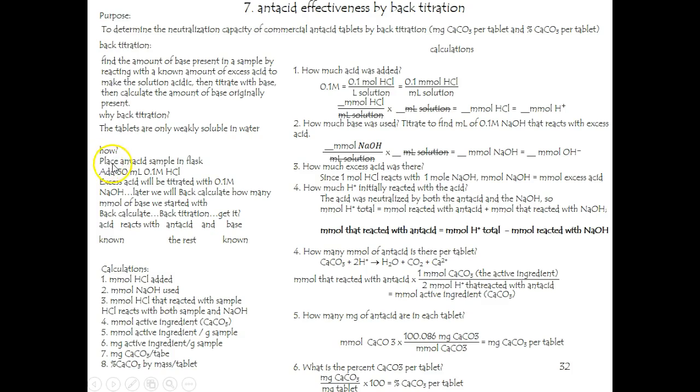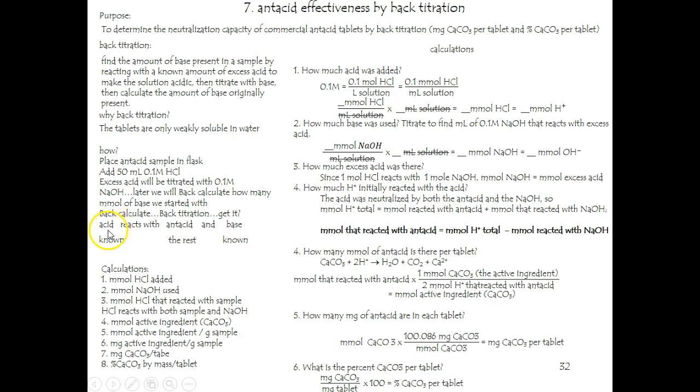So here's what we'll do. We'll mass an antacid sample, a tablet. We'll crush it up, put it in a flask, and we'll add this excess HCl, specifically 50 milliliters of 0.1 molar. It's one simple calculation to find out how many moles of HCl are present in that. Since molar means moles per liter, multiply that by liters and you've got moles. So that excess acid that still remains will be titrated with a pretty weak base, 0.1 molar sodium hydroxide, and later we can back calculate how many millimoles of base we had to start with. So that's why they call it back titration, because you have to back calculate.